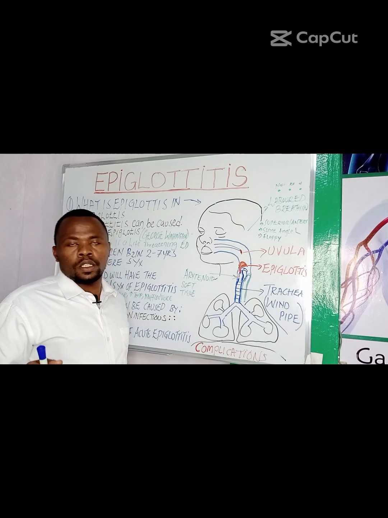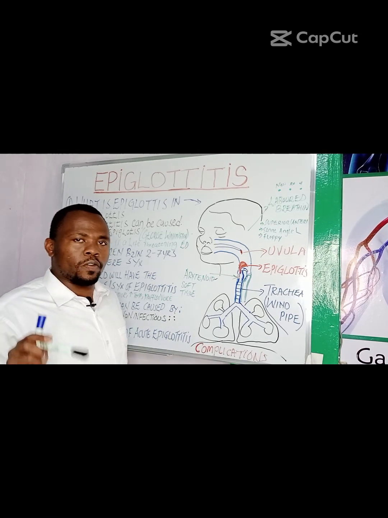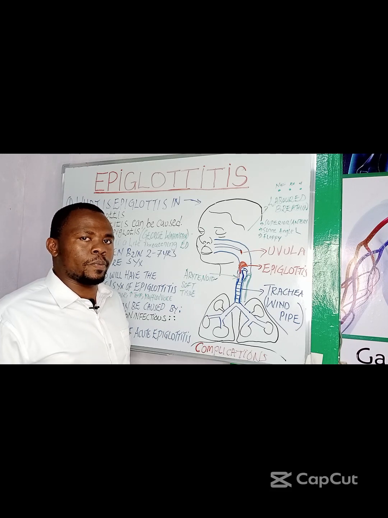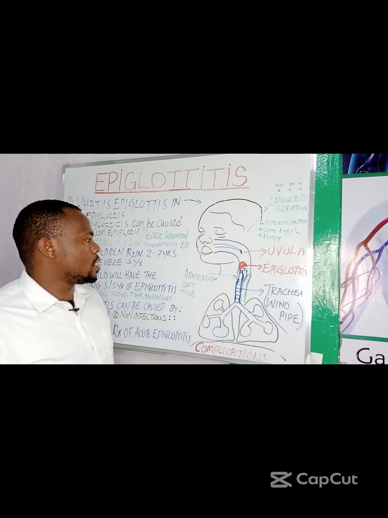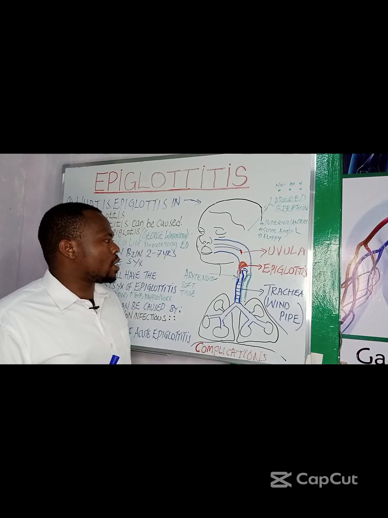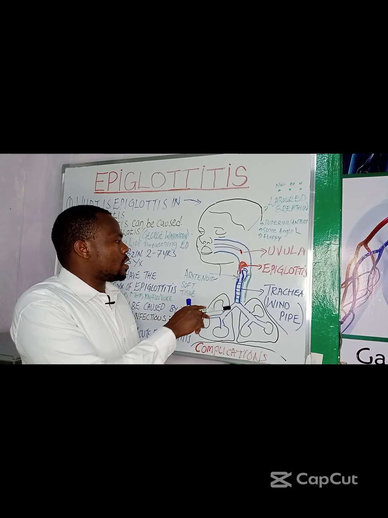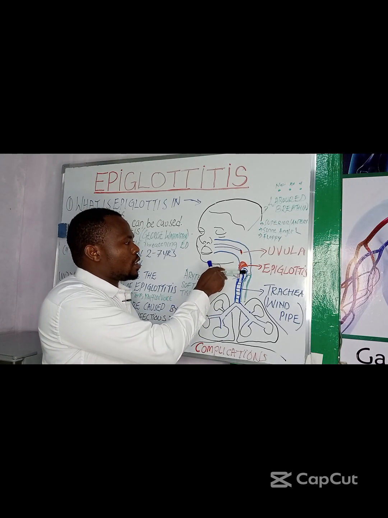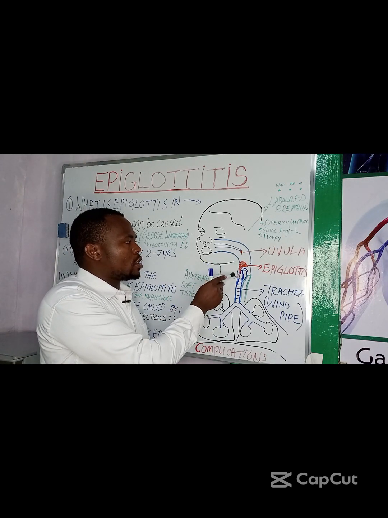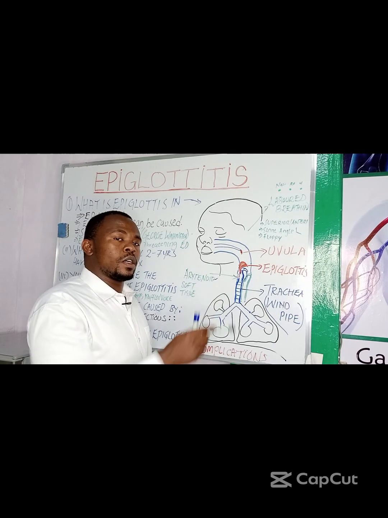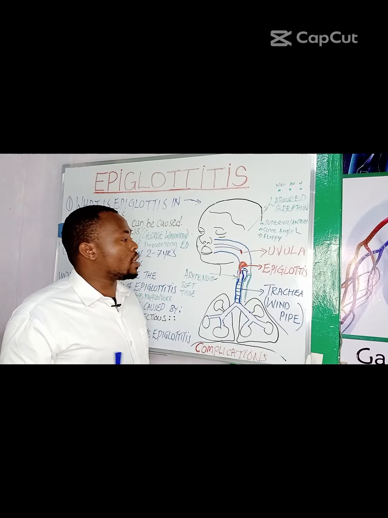Why do children between the ages of 2 to 7 years have the most severe cases of epiglottitis? This is because, number one, the epiglottis of a child is on the upper side, and it is usually on the front side of the neck compared to an adult epiglottis.